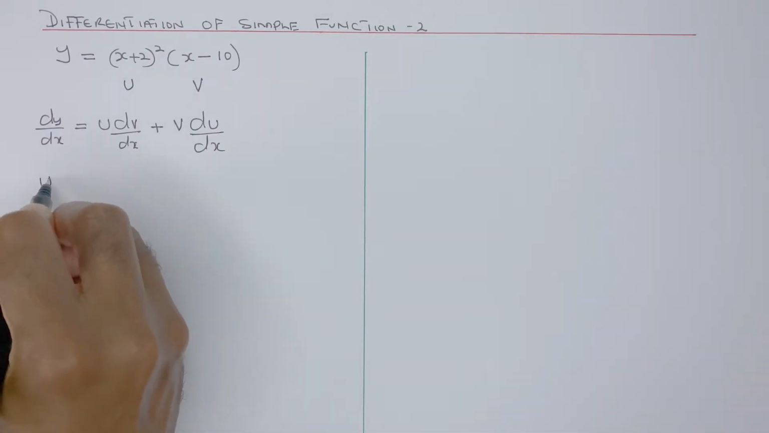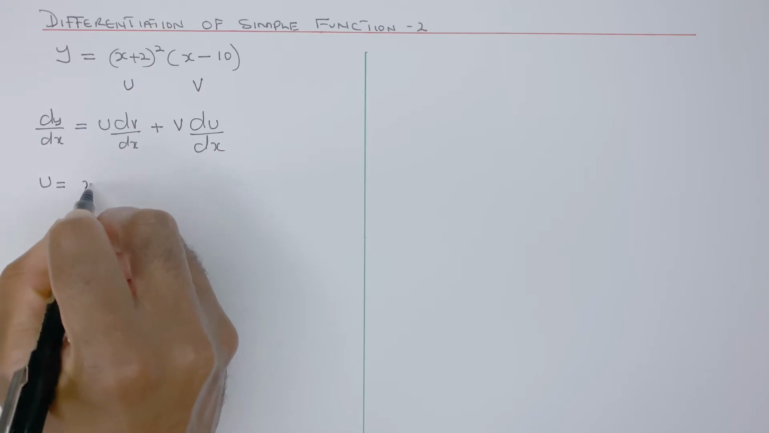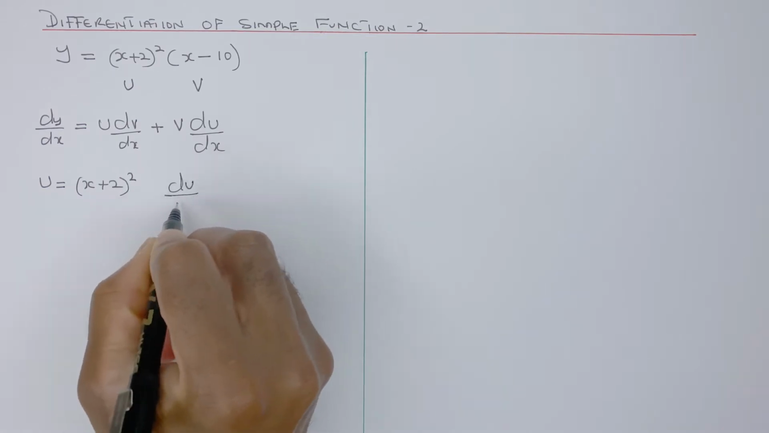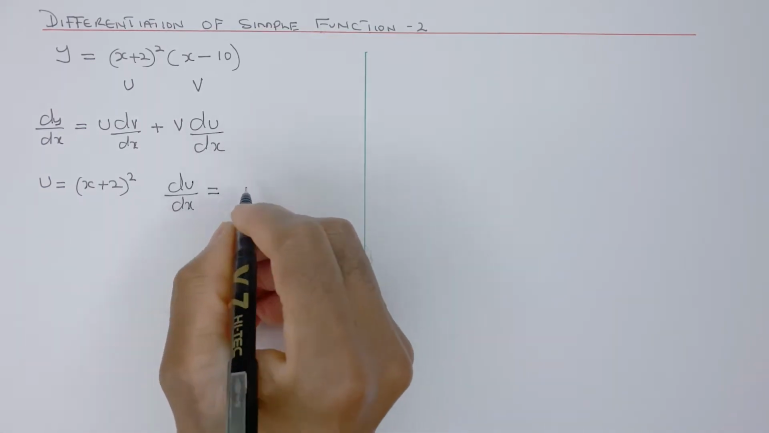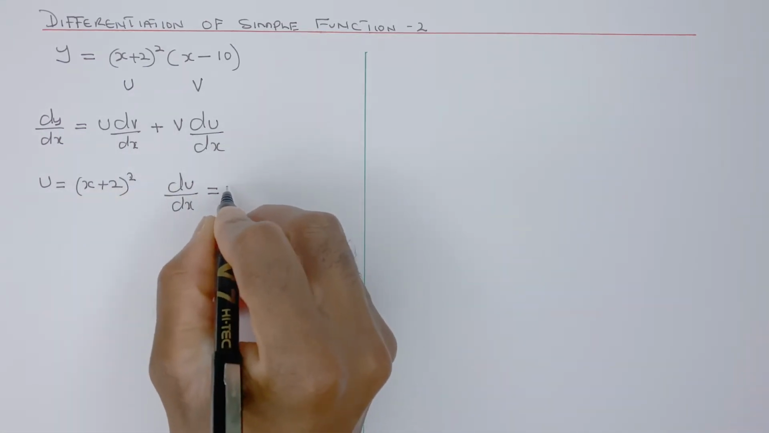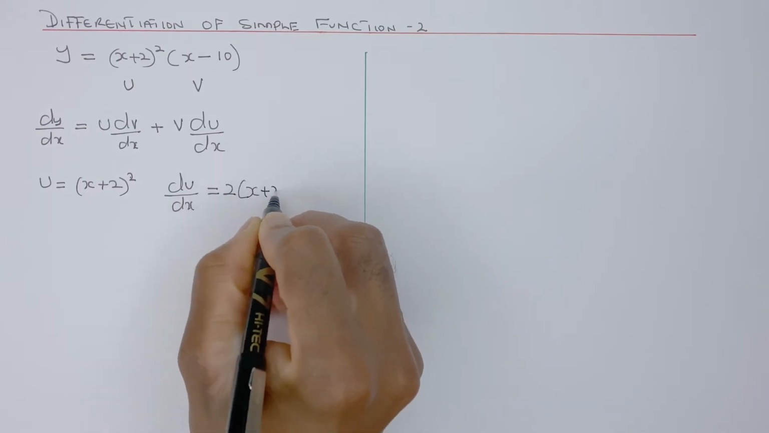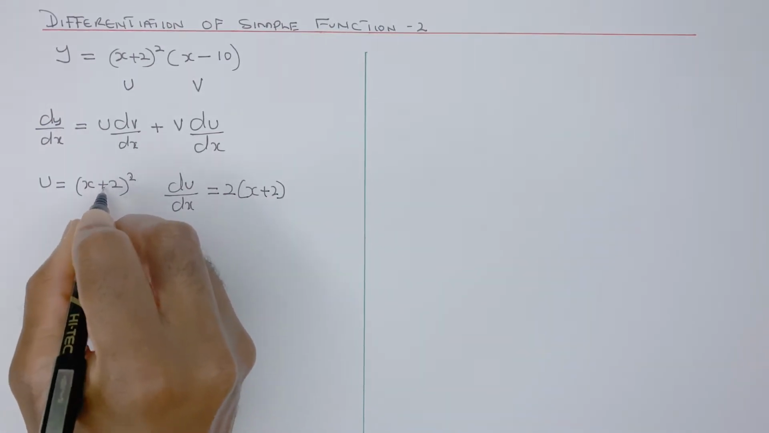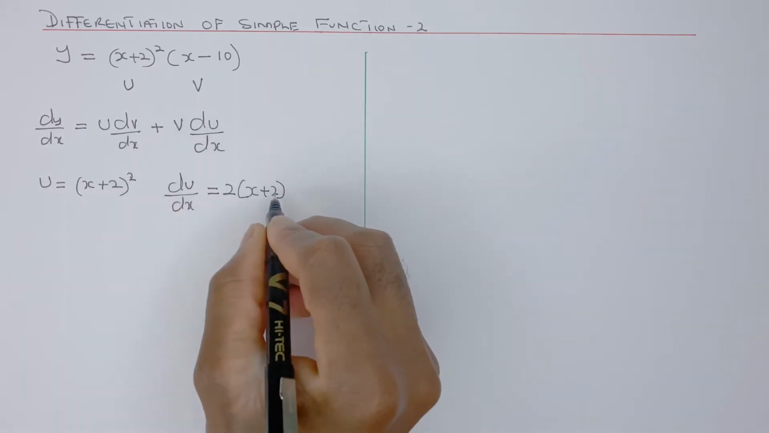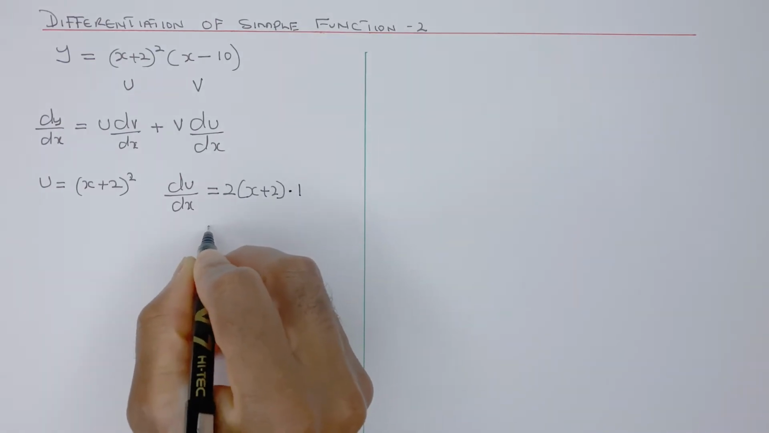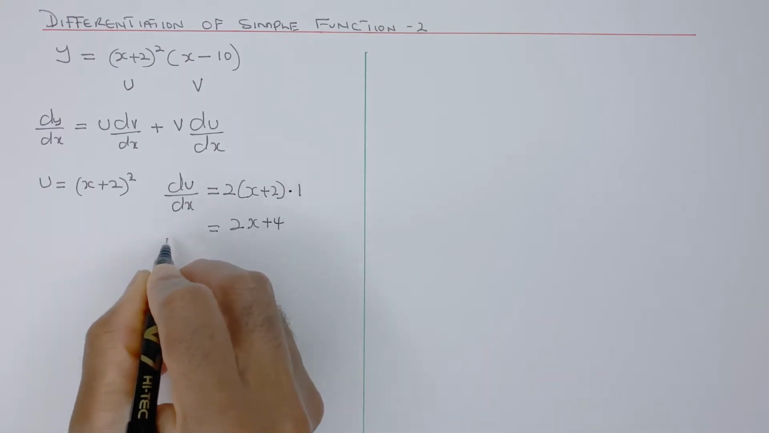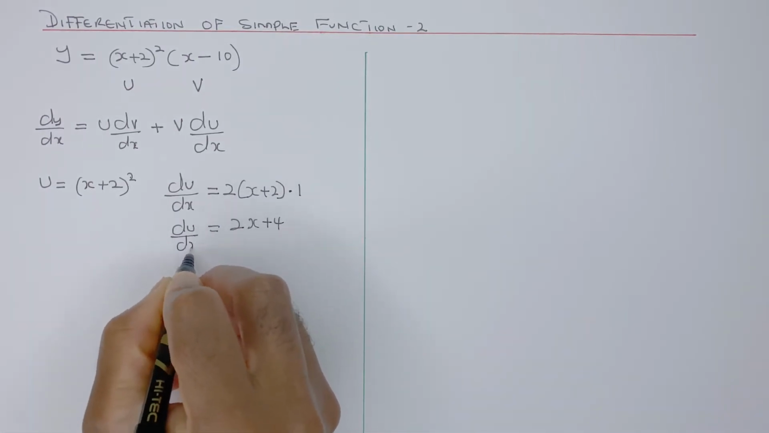So u equals (x plus 2) squared. du/dx will be 2. We bring the 2 down, so that will be 2 into bracket x plus 2, times the differential of what's in the bracket. The differential of x plus 2 is basically 1, times 1. So that's 2x plus 4. That's du/dx.